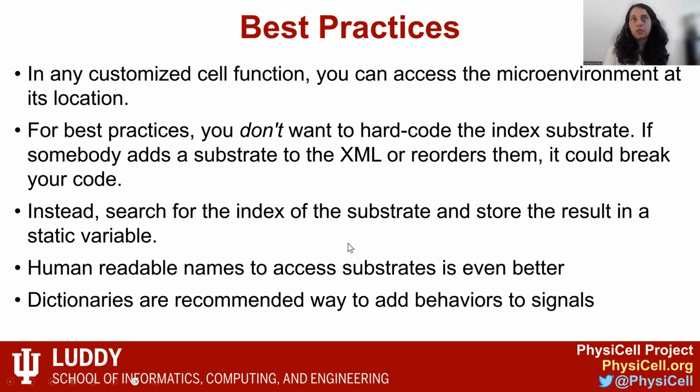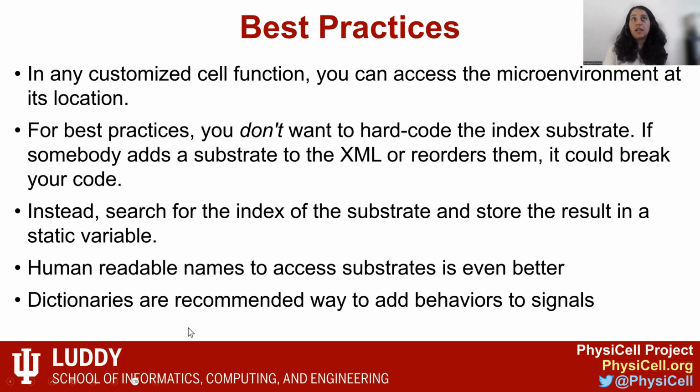Human readable names are better because, again, they're human readable. You can remember them. You can change them. For example, stem cells, differentiated cells, vessels, bacteria. Whatever you are, use human readable names that are easy to remember and that represent what your cell particularly represents. Again, dictionaries are the best way to add behaviors and signals.